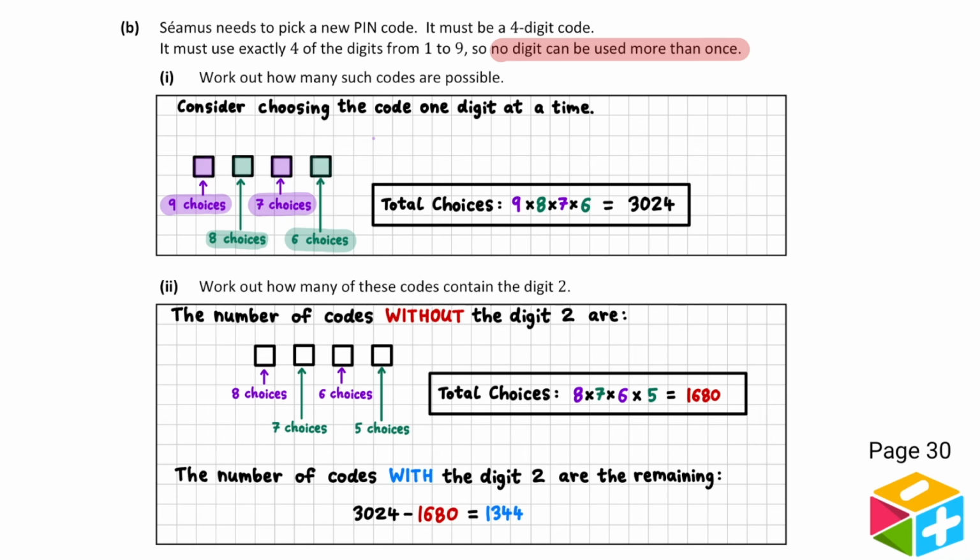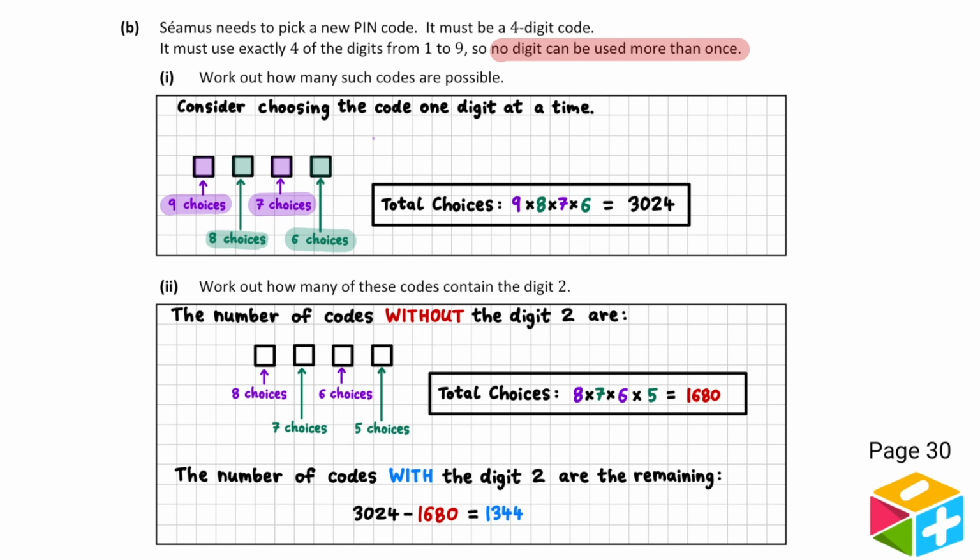To get the total number of choices here, all we have to do is multiply together the number of choices for each individual box. This gives us 9 times 8 times 7 times 6, which comes out as 3024.